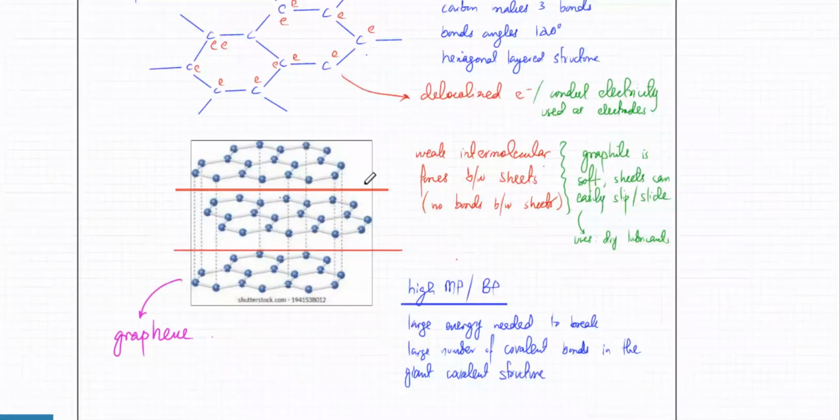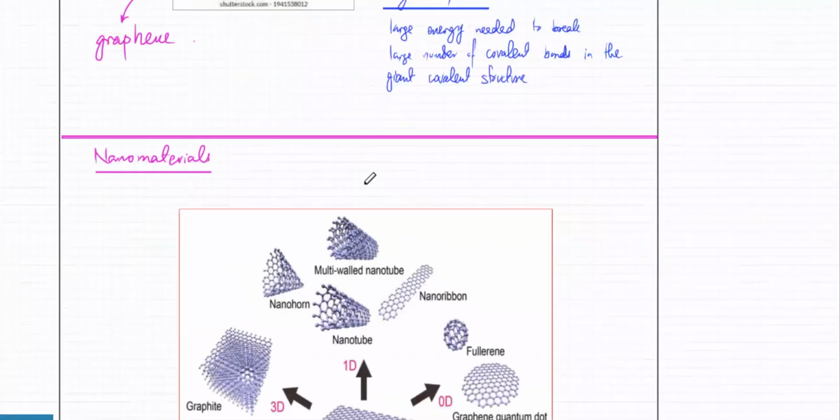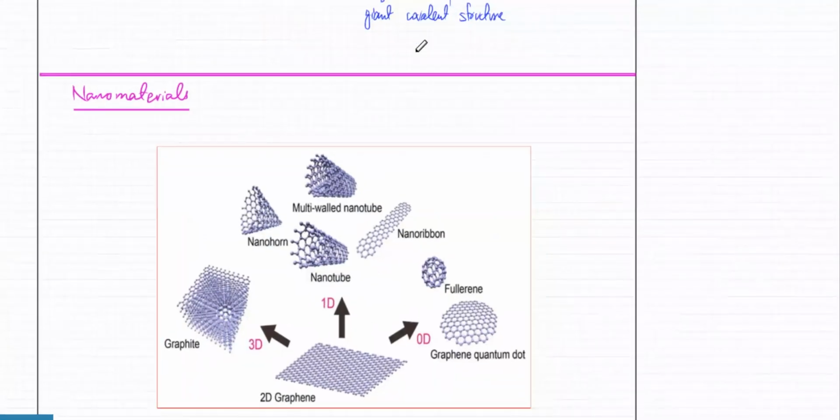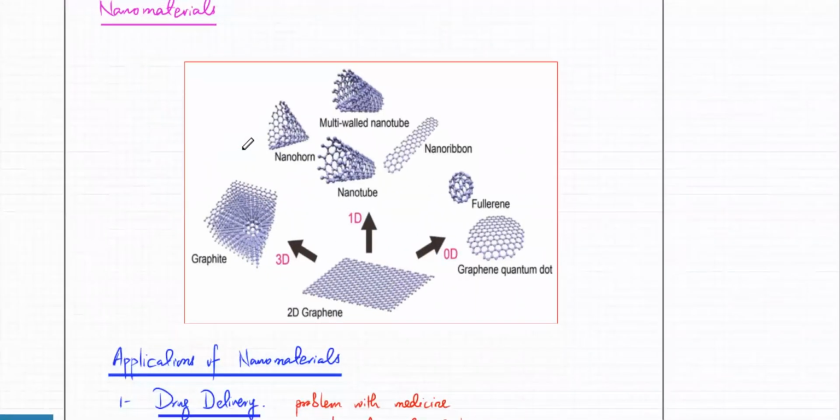Now what were nanomaterials? Remember this was not in your course, but since it's a very popular topic these days, most of the questions have stories about nanomaterials. So just so that you don't get confused, a single sheet of graphite is known as graphene, and when you take that sheet out, you can roll it into a tube-like structure. You can roll it into a ball-like structure, which is known as a fullerene.